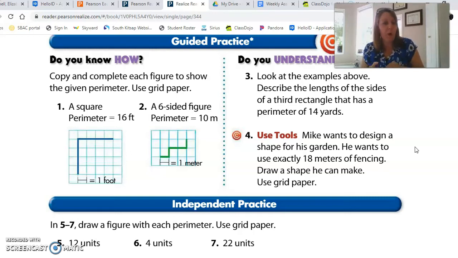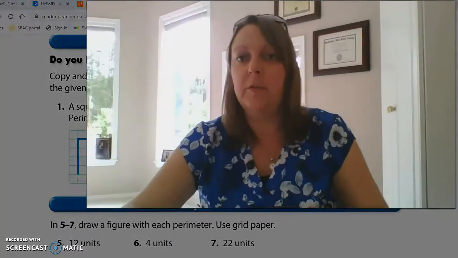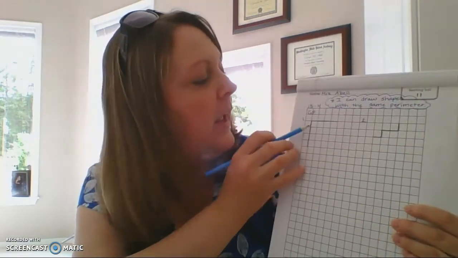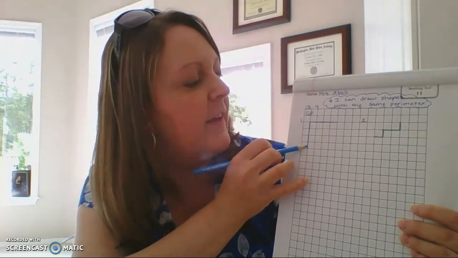All right, so number 1 on the blue shape, a square. Well, first of all, I know that a square has all equal sides, and the perimeter needs to be 16 feet. So when I look at our drawing, it has 1, 2, 3, 4 on the top, and 5, 6, 7, 8 on the side. So now I just have to finish that shape, and I've already started it for us right here. So I have my 1, 2, 3, 4, and 5, 6, 7, 8.